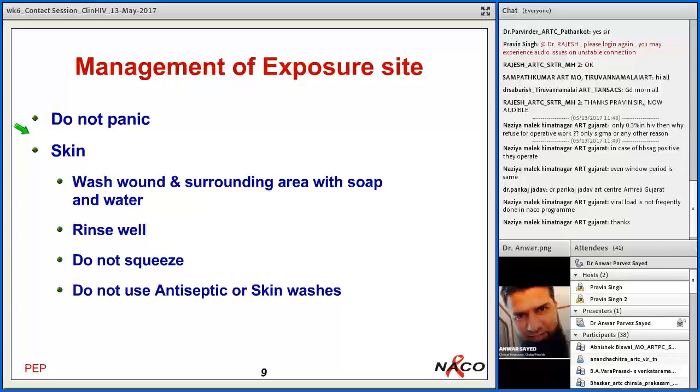The route of transmission, we have seen this slide before. If you focus on this particular slide, needle stick exposure is 0.3%, and splash to the eyes or mucous membranes is 0.09%, while injection drug use is much higher than needle stick injuries.